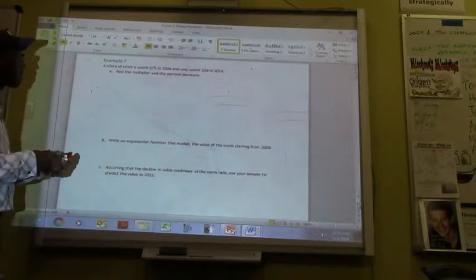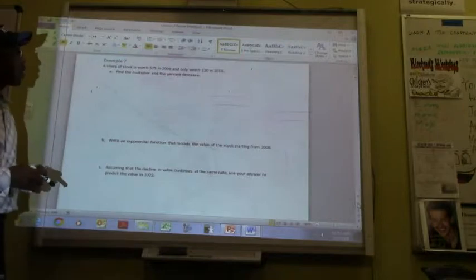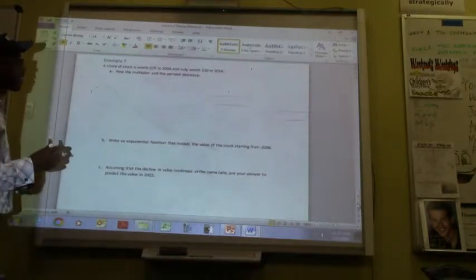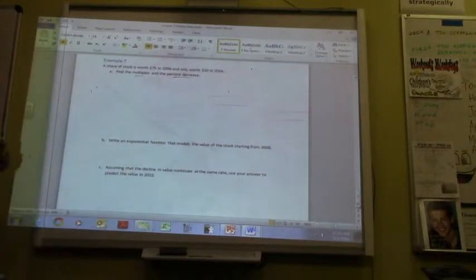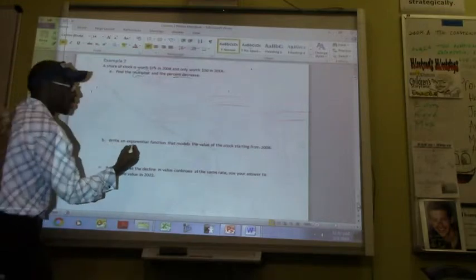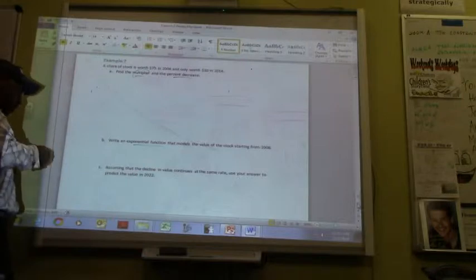Alright, here it comes. A share of stock is worth 75 bucks in 2008 and only worth 30 bucks in 2014. That's no good, it's going down, I can tell that. Find the multiplier and the percent decrease, thank you. So here it comes. The minute they start talking about multipliers, you know eventually, write an exponential function somewhere, they're going to ask you for this guy. The y equals ab^x.